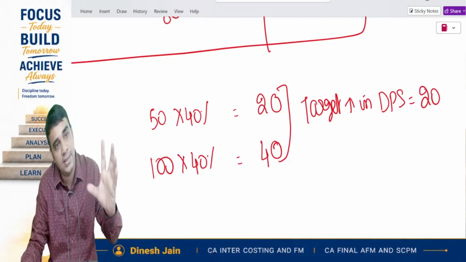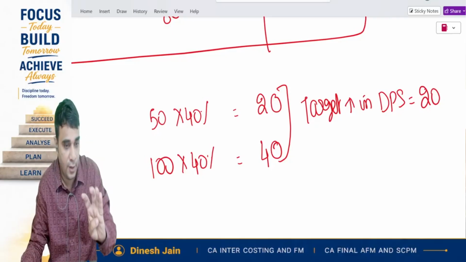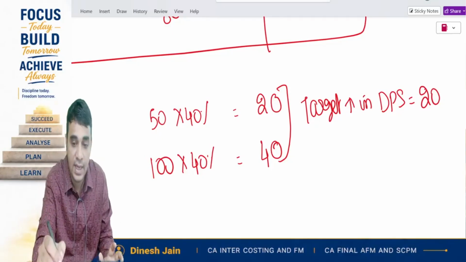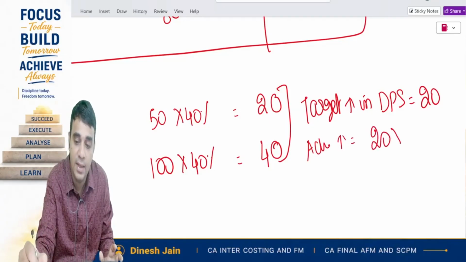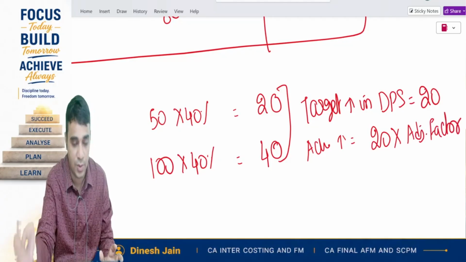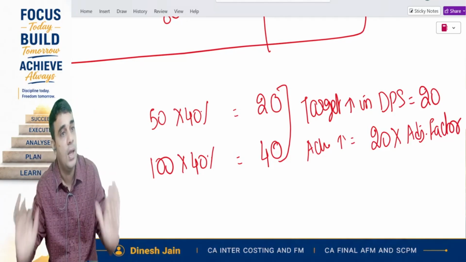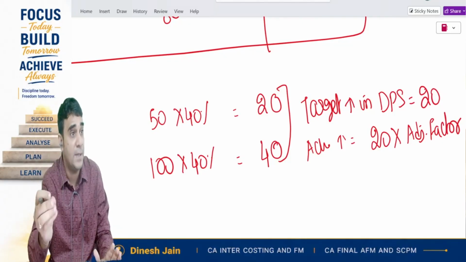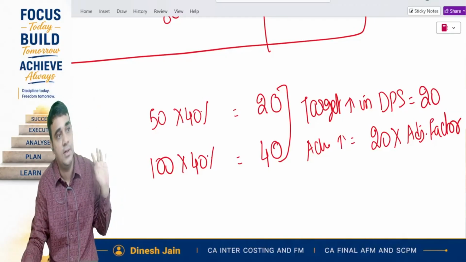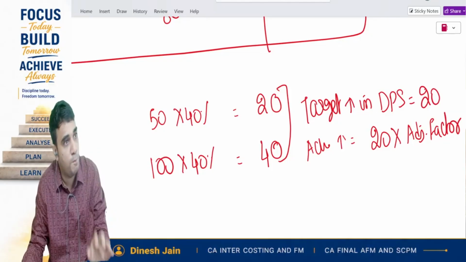Okay. Last year 50 rupees, 40%. This year 100 rupees, 40%. I want an increase of how much? 20. Actual increase is equal to 20 into the adjustment factor. Something would be given in the question. Maybe the adjustment factor is 20%. 20 into 20% means only 4 rupees I'll increase.